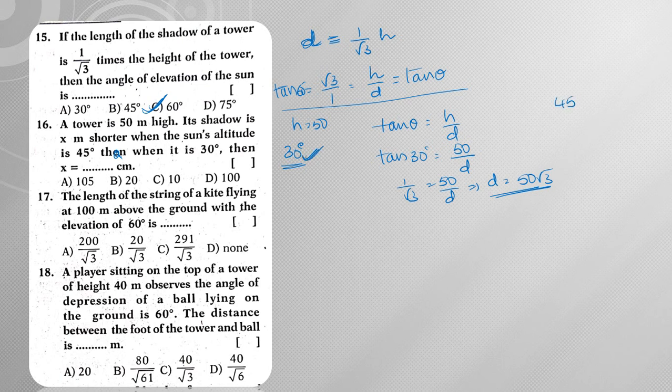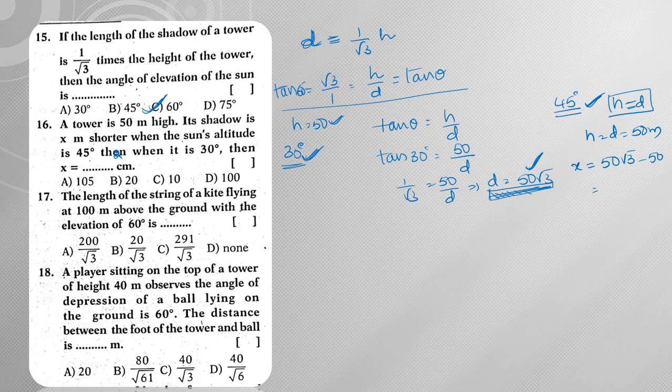Now when the angle is changed to 45 degrees, the length of the shadow has become x meters less. But we know when the angle is 45 degrees, height will be equal to distance, right? Now since height is already 50, the distance is equal to 50 meters. Already the distance is 50 root 3 when the angle is 30 degrees. Clearly the value of x is given by this shadow length minus this shadow length, which is 50 root 3 minus 50.